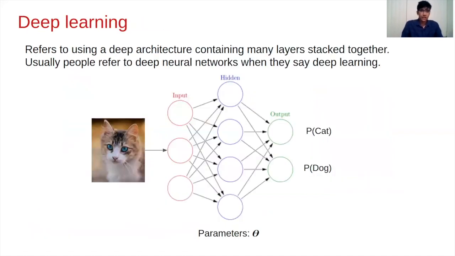So then let's talk a little bit about what is deep learning. Deep learning refers to using deep architectures containing many layers stacked together for machine learning. So really it's a part of machine learning, you can say. And when people talk about deep learning, they usually refer to neural networks. It's not necessary, but usually people mean neural networks. So what is a neural network?